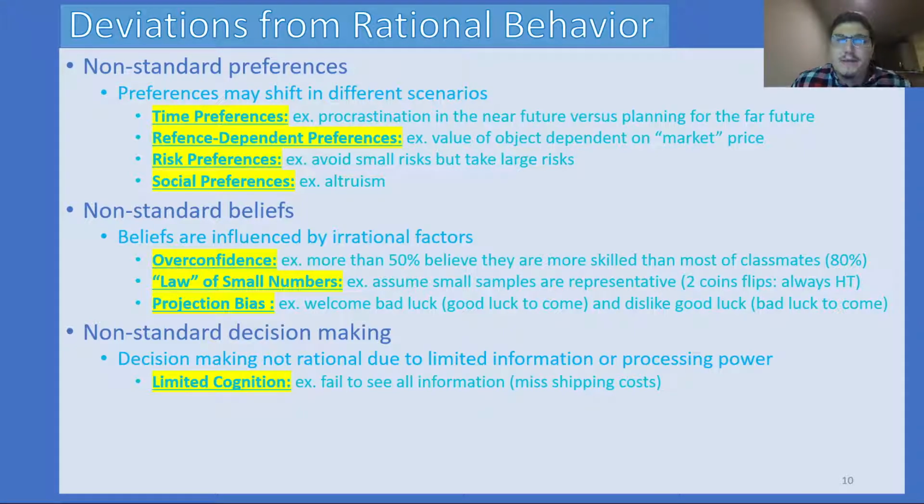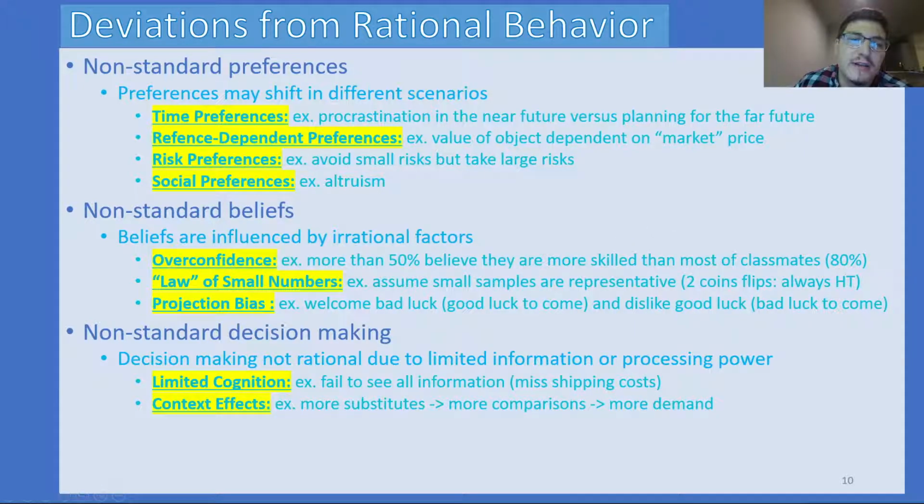So the first example here is limited cognition. I fail to see all available information. For instance, I could miss shipping costs if I were to buy a good on eBay or Amazon. So maybe I'm thinking I'm going to get a deal, but I'm paying $30 in shipping costs. That's limited cognition, limited attention. This should be limited attention. I actually call the topic limited attention in my notes, so apologies here. Some bad editing on my part.